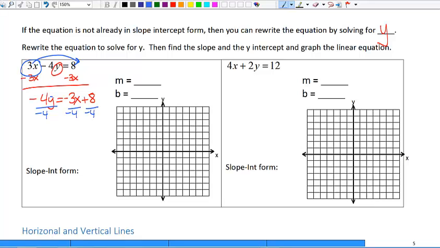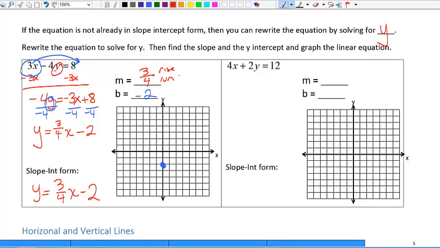Lastly, to solve for y here, I need to get rid of the 4. So I'm going to divide both sides by 4, and that leaves me with y is equal to negative 3 divided by negative 4 is positive 3/4 x. Positive 8 divided by negative 4 is negative 2. So my slope-intercept form is 3/4 x minus 2, which leaves me with my m of 3/4, my b of negative 2.